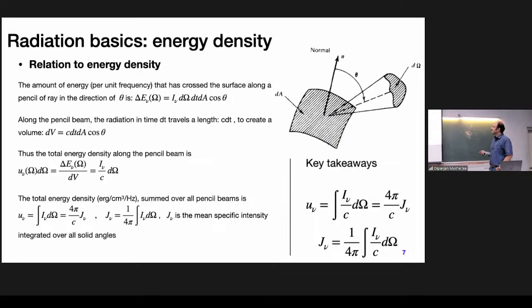So what is the energy density of the pencil beam? Now what I'm considering, suppose the intensity is along this direction. What is the energy density within a volume covered by this radiation along this direction in time dt? So if I have to draw a figure again, if I can illustrate this.